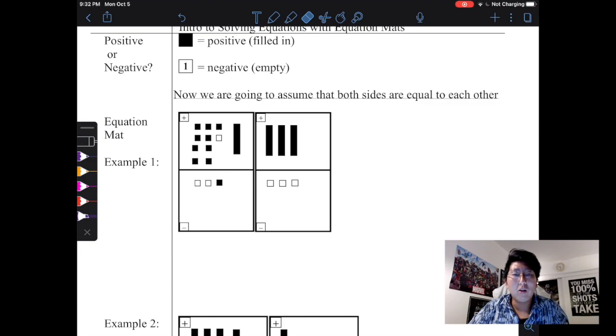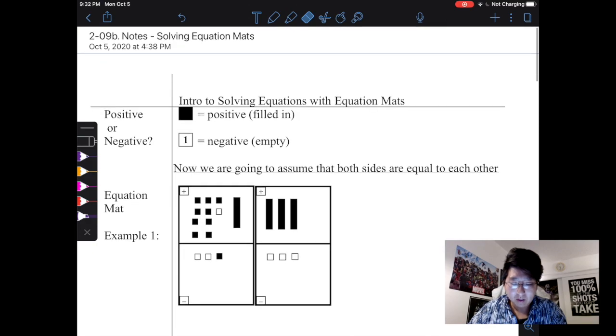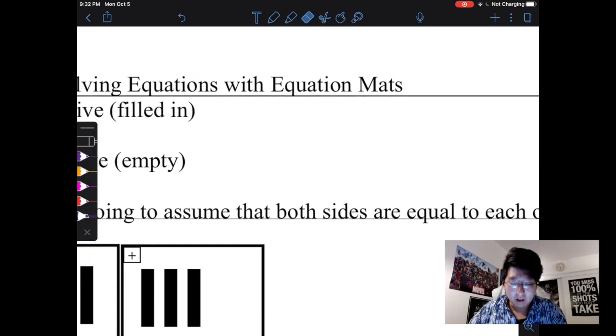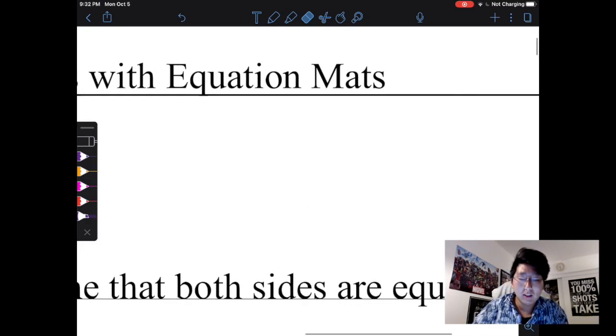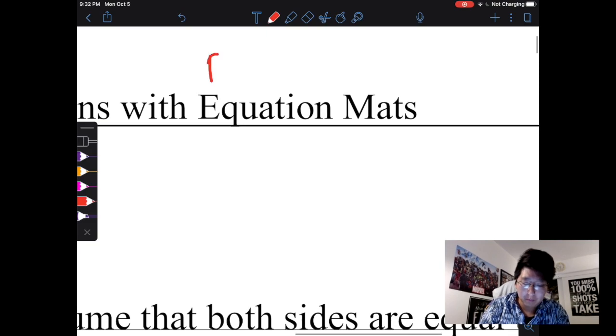Here are our notes on solving equations using the equation maths. So notice that it's not expression maths now, it's equation maths. The key word here: equate, equal. So equation maths are talking about equal maths.